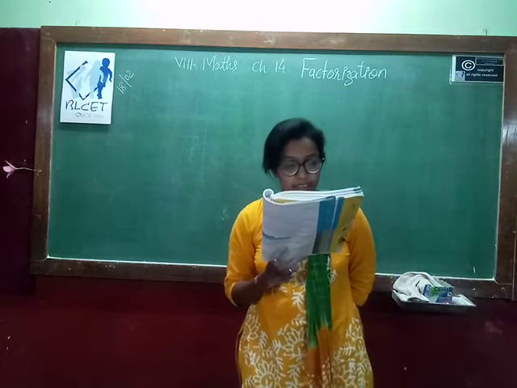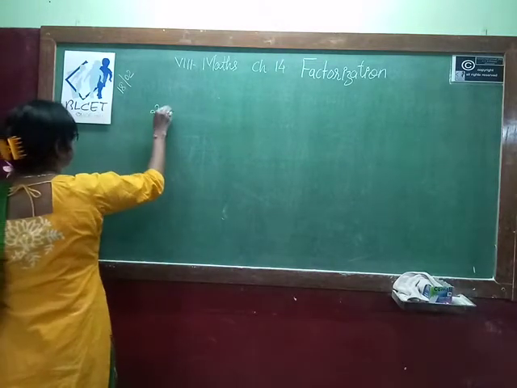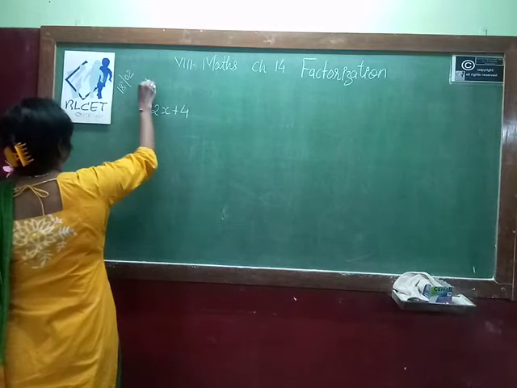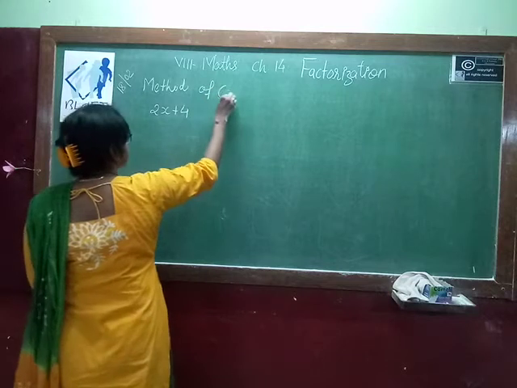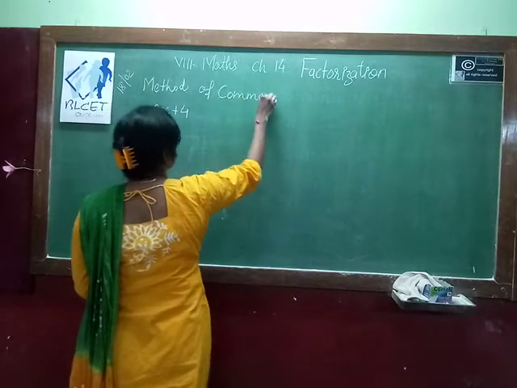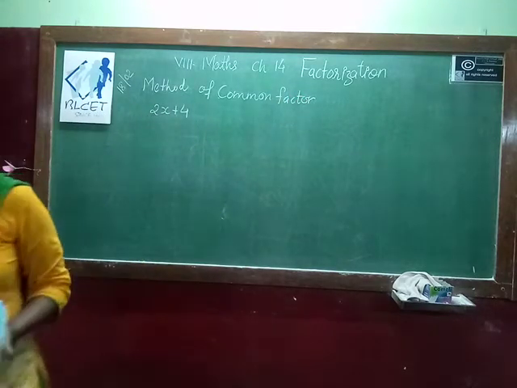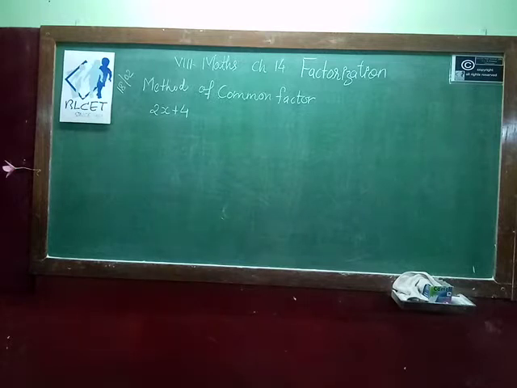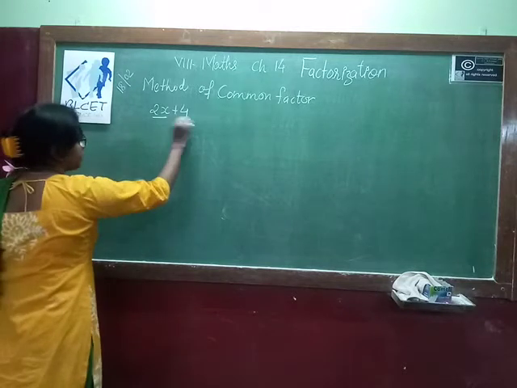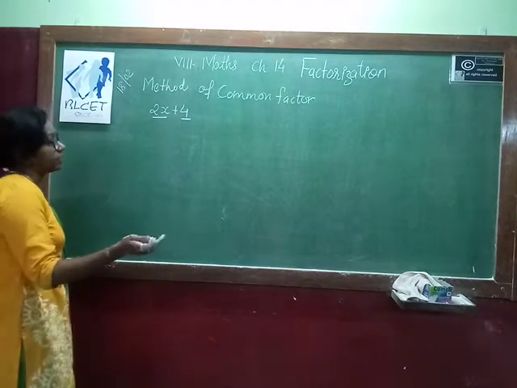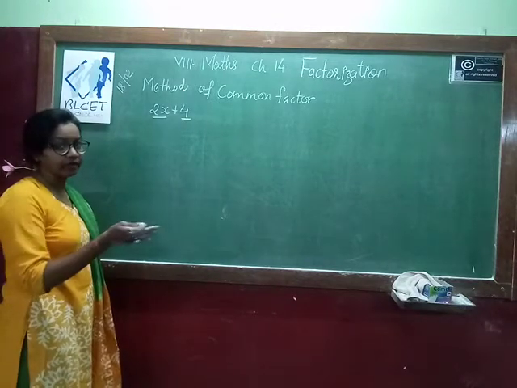Now on the other hand, consider expressions like 2x plus 4. So how will you do the factorization of this? So the first method is the method of common factor. If you want to do the factorization, this is the first method. So what we will do? We find the factors of 2x and we find the factors of 4, and then we take out whatever common number or common variable is there.